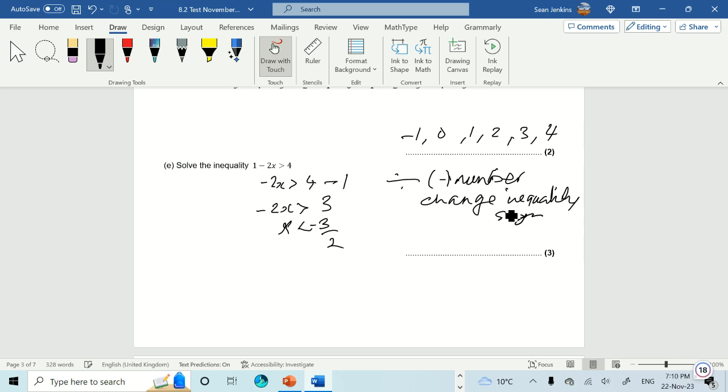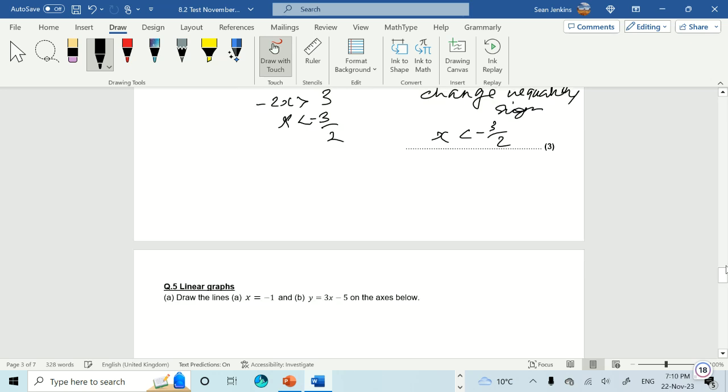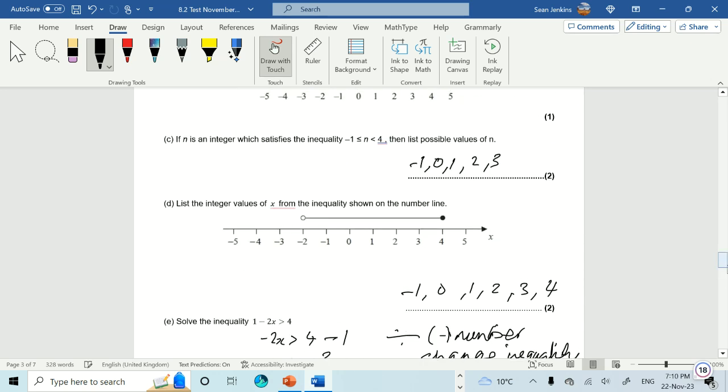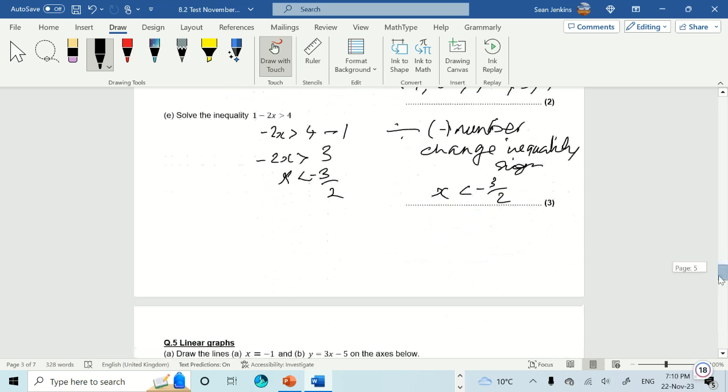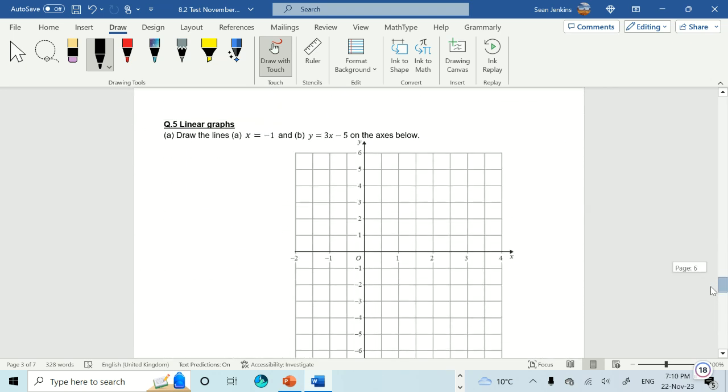Sign. Okay, and so x is less than minus 3 over 2. And we have linear graphs. We have time for that. Yeah, we got time to go to linear graphs.